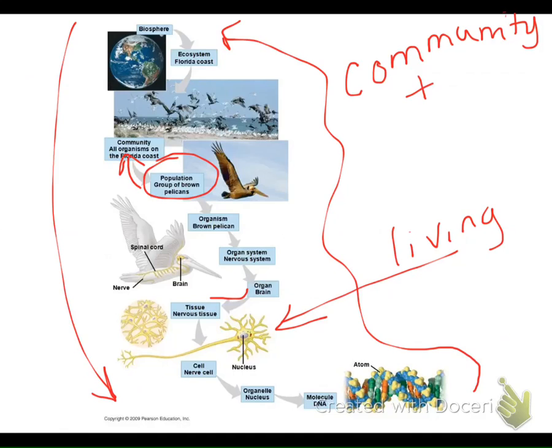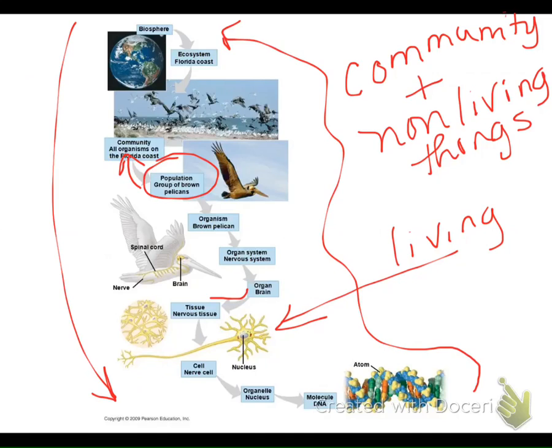Plus non-living things in that area, all right? So for a pelican, we're talking about the brown pelican and other birds, maybe on a beach or something, the sand would be part of the ecosystem, but it would not be part of the community. The waves coming crashing in, they would be part of the ecosystem, but not part of a community.